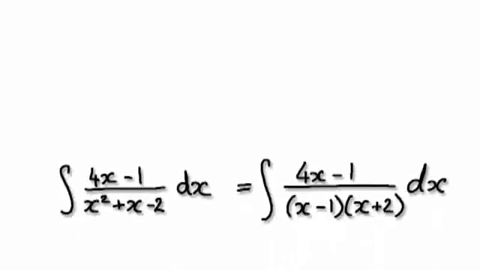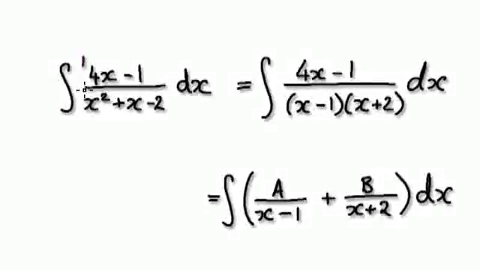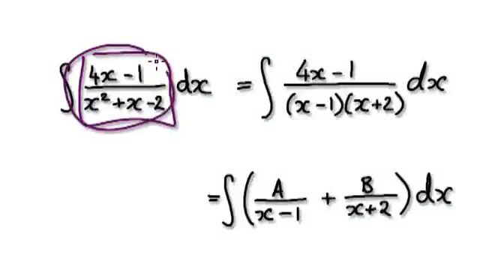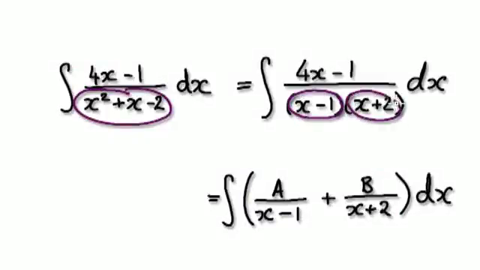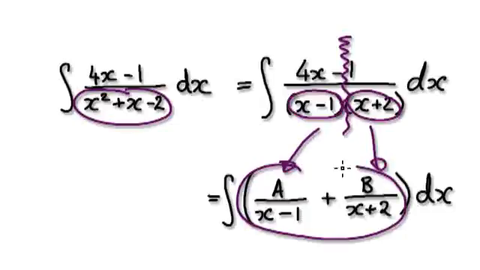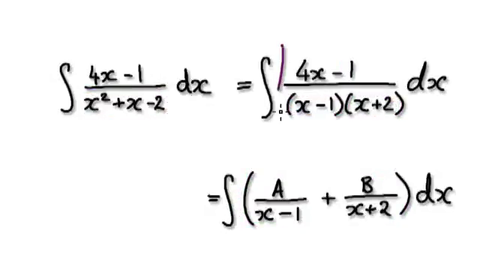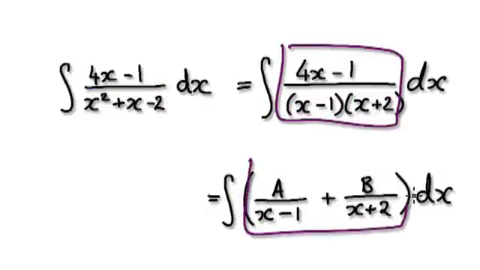Following on from the previous video, we realized that in order for us to integrate this, we need to rewrite this whole thing here as this thing here. So to do that, we would look at this, factorize it, so it becomes this times this, and then from here we would break up the fraction into two separate fractions, and then we can integrate this. But the question is, how do you get from here to here?